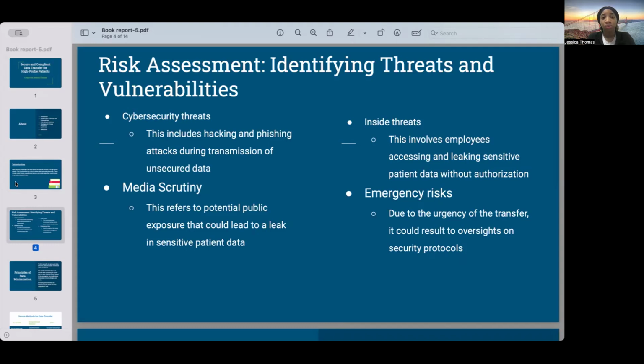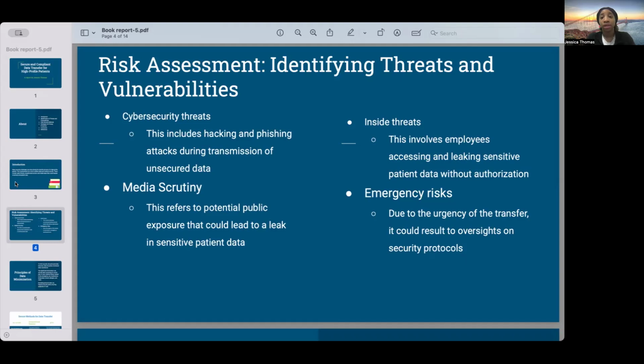We also will do the risk assessment, basically identifying threats and vulnerabilities. So there are 4 different categories here. The first being cybersecurity threats. This includes any hacking attempts or phishing attempts that could arise during the transfer of data, which is pretty much unsecured, not unencrypted.